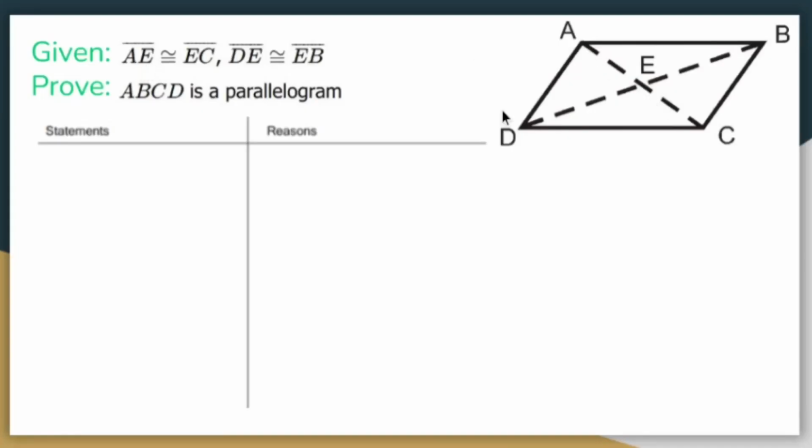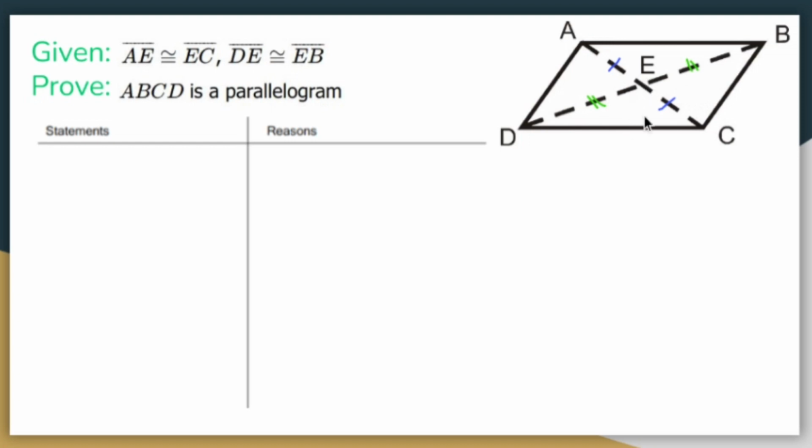Given AE is congruent to EC, and DE is congruent to EB, I need to prove that ABCD is a parallelogram. So what do I know? I know that you guys are congruent. That's it. I need to explain that these are a parallelogram.